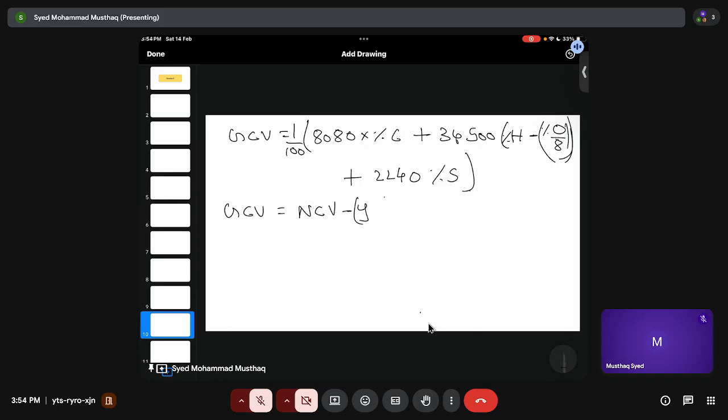Let's say that is Y. Let's calculate what that Y is, okay? What is this subtracting variable? That is the latent heat of water vapor formed during combustion.